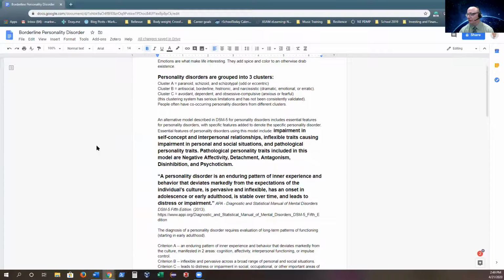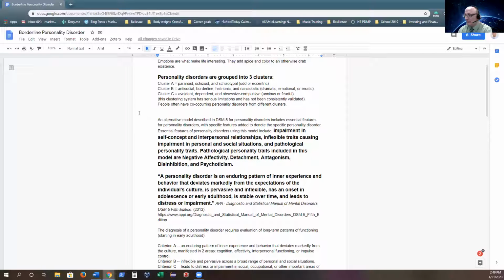Well, there's 3 clusters of personality disorders, cluster A, B, and C. There's a lot of debate about whether there's even a point to having this grouping. The clustering system has serious limitations and has not been consistently validated. However, you might need to know this for a test, and it's fun to throw around cluster A, cluster B, cluster C, and know what you're talking about.